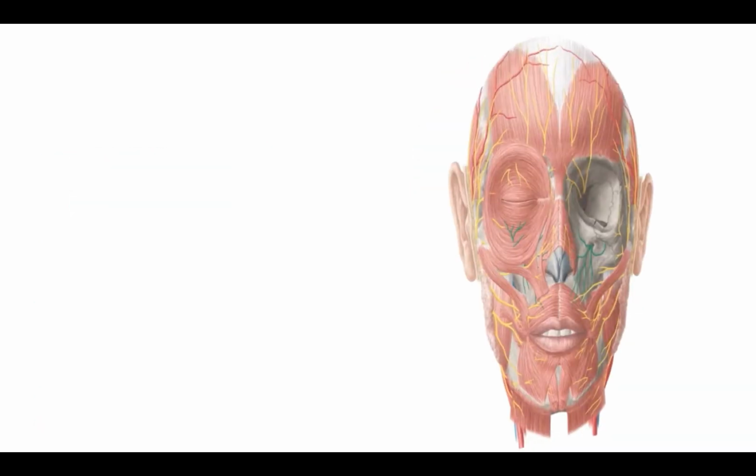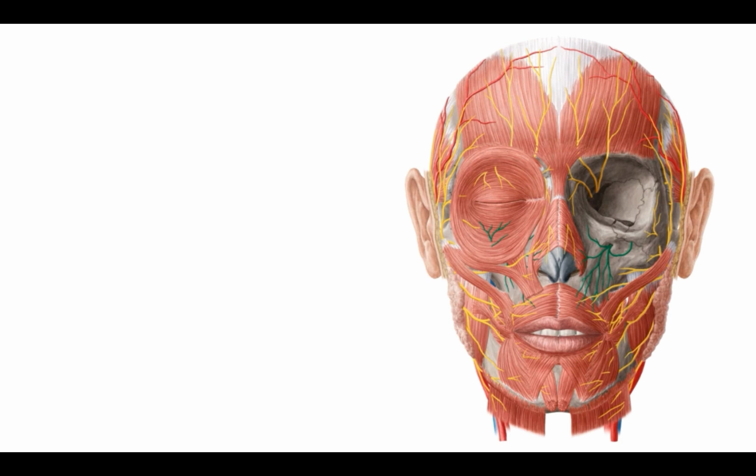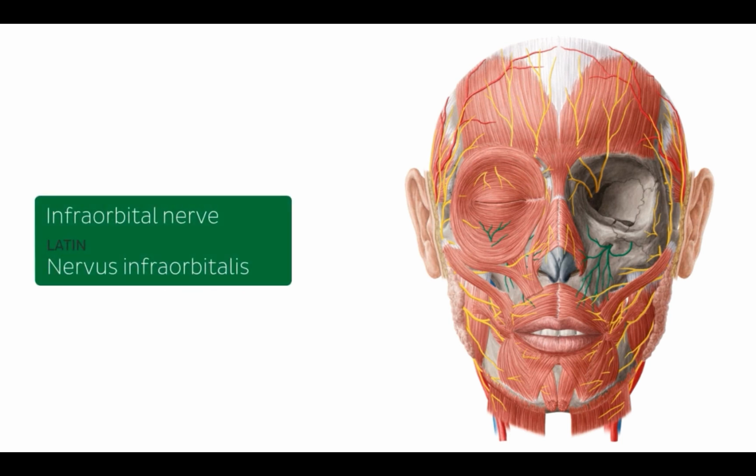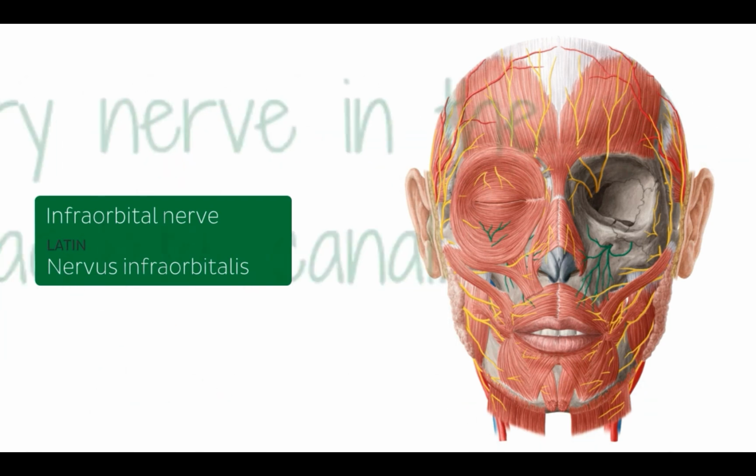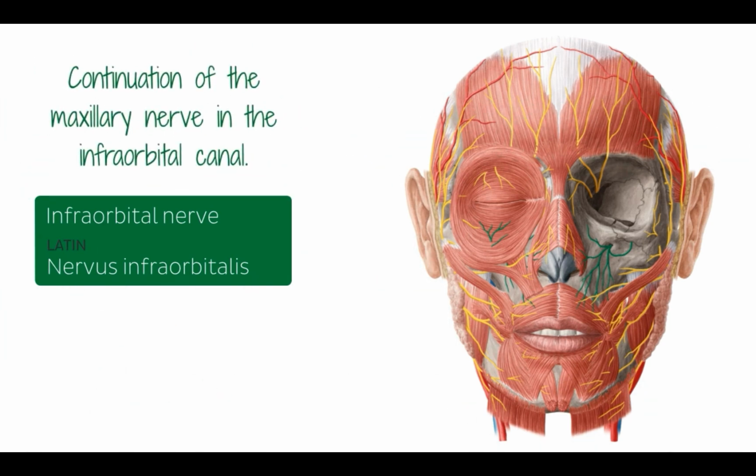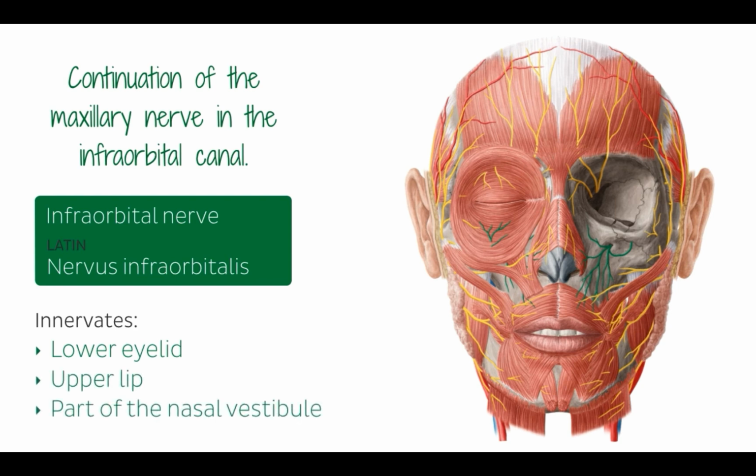Next, we're going to be seeing here on the anterior view, and these are known as the infraorbital nerves, one on each side of the face. And these are a continuation of the maxillary nerve in the infraorbital canal. These nerves will be innervating the lower eyelid, the upper lip, and part of the nasal vestibule.